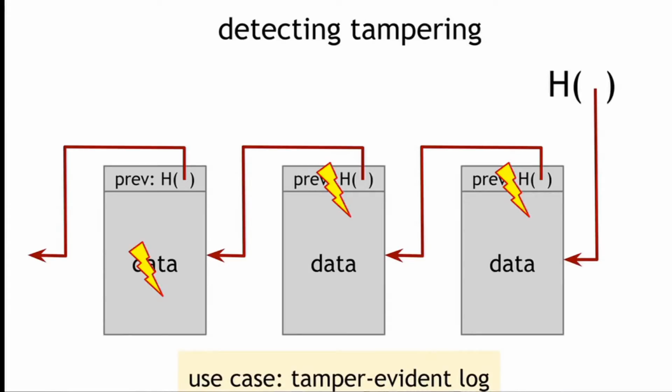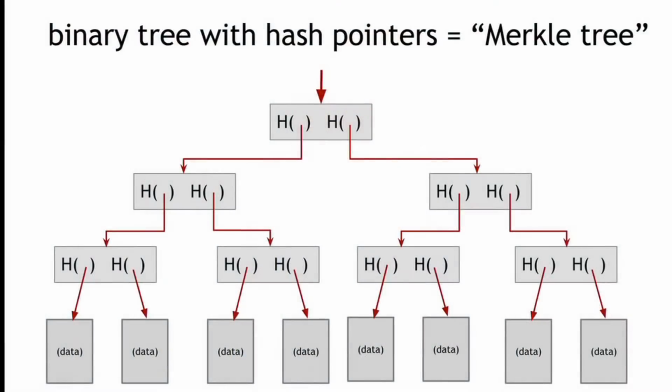And so we can build a blockchain like this containing as many blocks as we want, going back to some special block at the beginning of the list, which we might call the genesis block. And that's a tamper-evident log built out of a blockchain. Now, another useful data structure that we can build using hash pointers is a binary tree. We can build a binary tree with hash pointers, and this is called, in the jargon, a Merkle tree, after Ralph Merkle, who invented it.